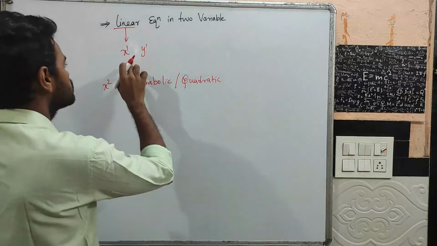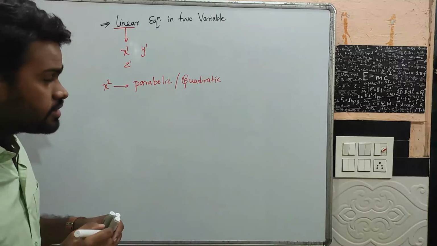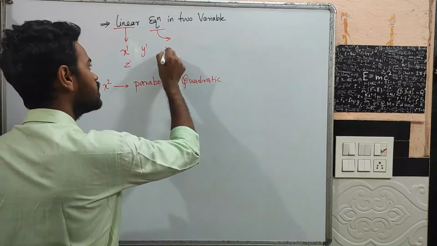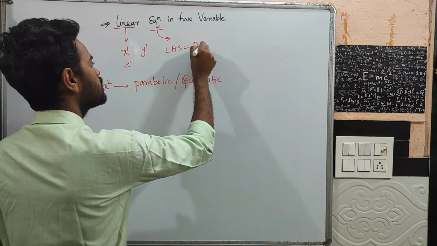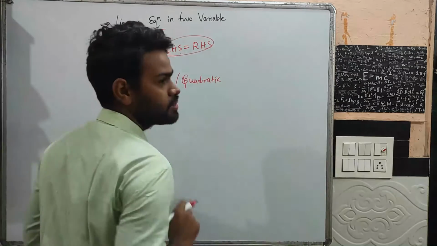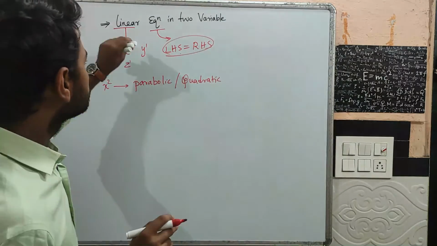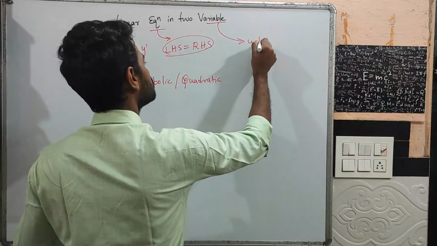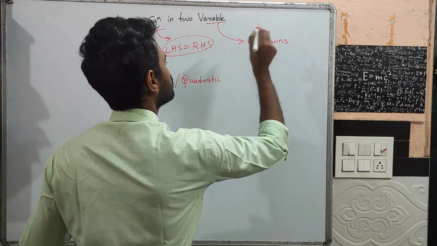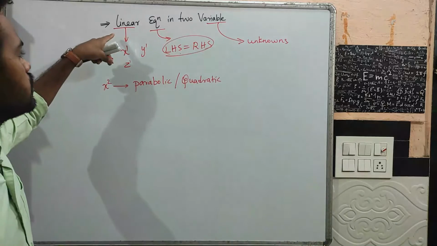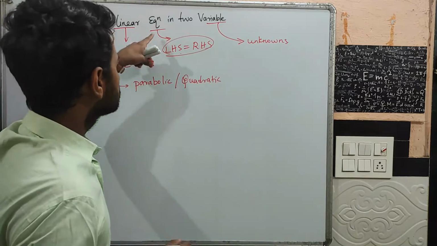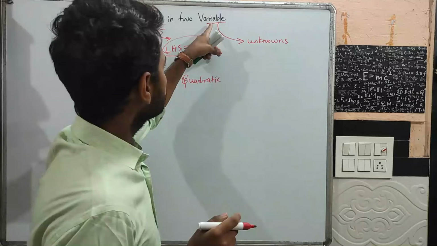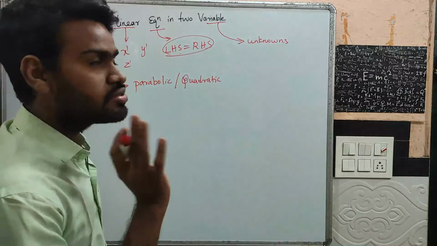So linear means x power 1, y power 1, z power 1. The second word is equation. Equation means that the left hand side is equal to the right hand side. If a given term follows this pattern, we call it an equation. Variable means unknowns. So in this equation, linear means the order should be 1, the equation must follow the left hand side equal to right hand side pattern, and the third one is variable, which is unknown. How many unknowns do we require here?